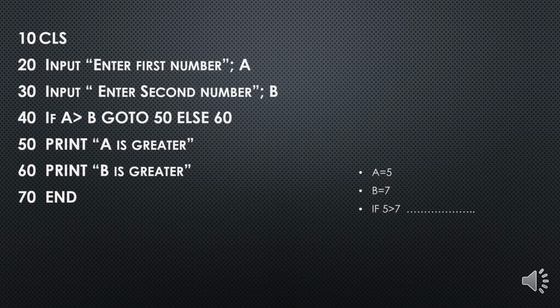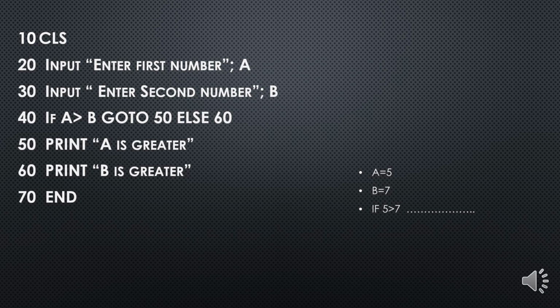So the formula is at line number 40. Look at the formula: if a is greater than b, go to 50, else 60. It means it will compare the two values a and b, and then based upon the result it will take the action. So our first value is a and the second value is b. Suppose that a has the value 5 and b is equal to 7. So if 5 is greater than 7, then go to 50.